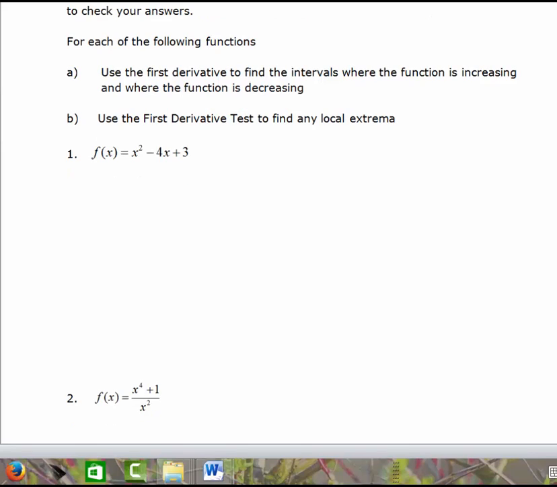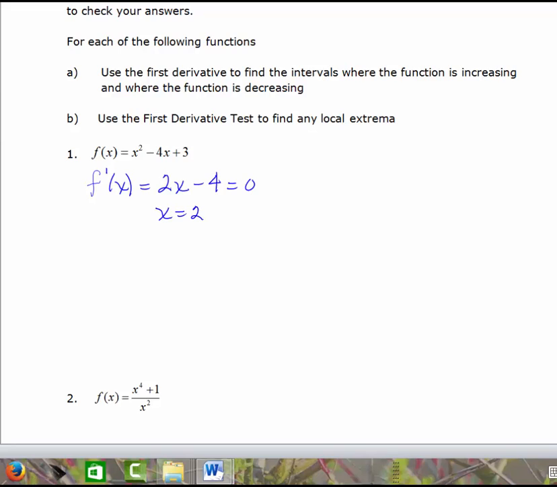So the first one is a polynomial, and so we're going to find the first derivative. F prime of x equals 2x minus 4. Since it's a polynomial, I only have to set it equal to 0. I don't have to find out where the first derivative is undefined, because polynomials are nice smooth curves and their derivatives are defined everywhere. When I solve this, I get x is equal to 2.